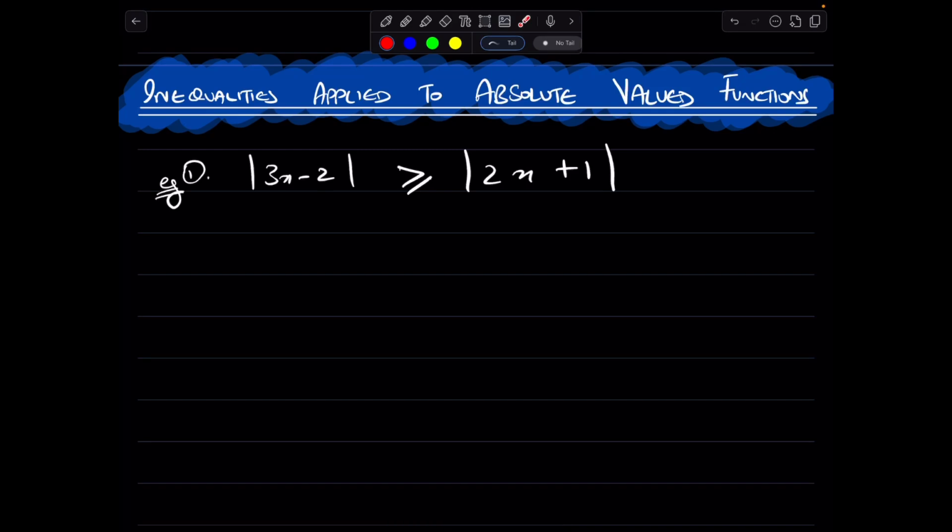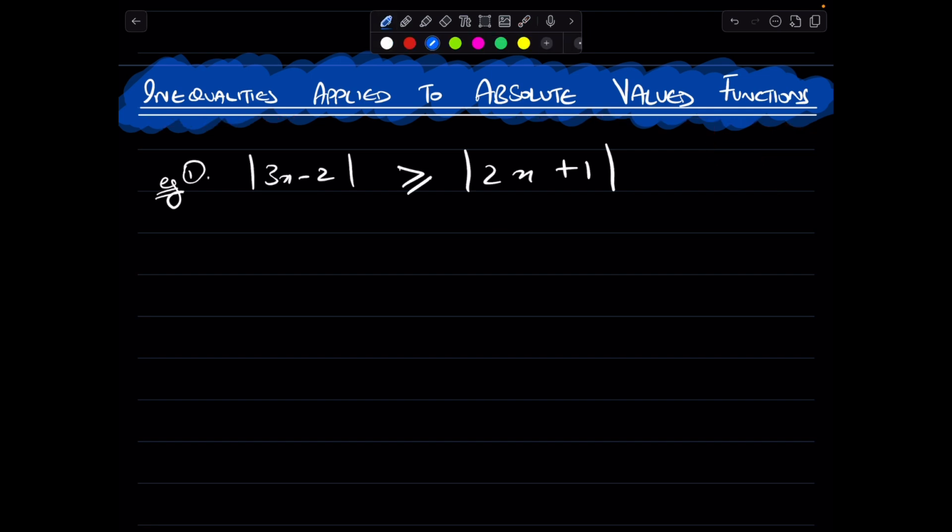So inequalities applied to absolute value functions is when an inequality sign is involved and an absolute value function is involved. This topic is often considered a subtopic of inequalities applied to quadratic functions, since the concept applied is the same. We'll take three examples, and the first example is this.